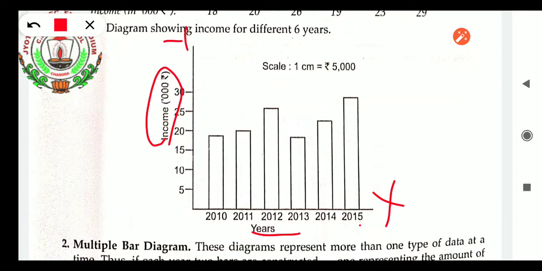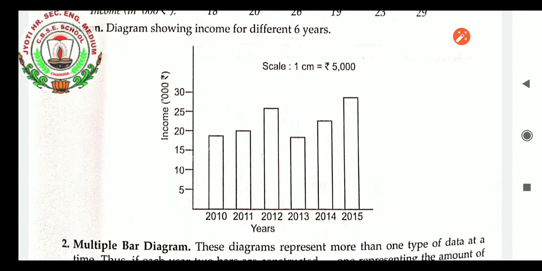Whatever years are there you have to mention, and here, as per the data, it can be 5, 10, 15, 20 likewise. For the year 2010, 18 is the income. So between 15 and 20, above 15 and less than 20, we draw a bar at 18 and we are making the graph. This way we have made it for 2011, 12, 13, 14. So this diagram is known as a simple bar diagram.